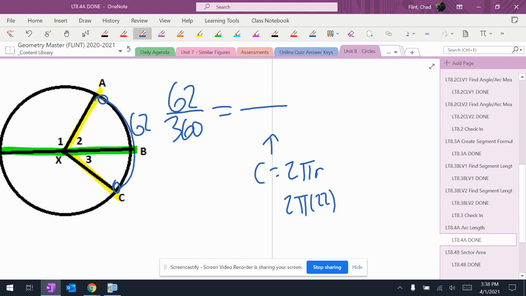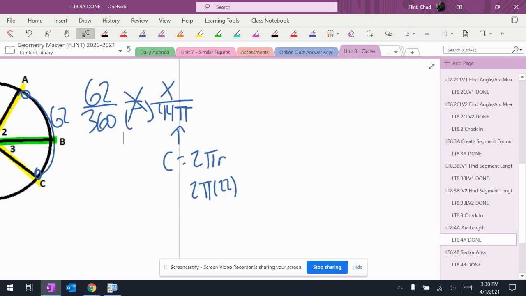All right, and what I'm going to do this time is, I don't like writing all the decimals out every single time. So I'm going to write 44 pi in here, because that's what I would get. 2 times 22 is 44. And then I don't know how long the arc is, so I'm going to cross multiply here.